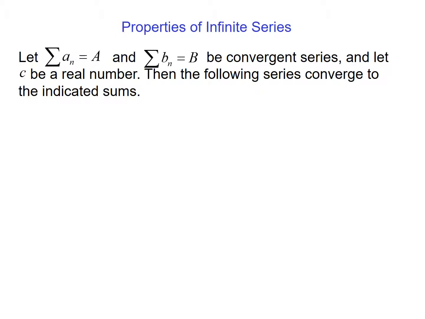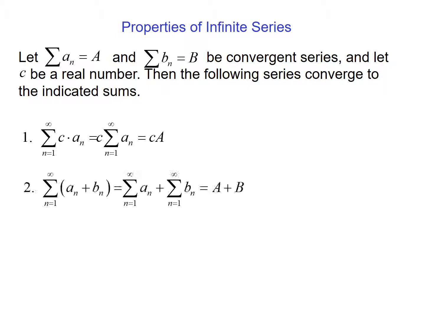Okay, let's take a look at a couple properties of infinite series. So if we have two series here, one is the sum of a sub n that converges to A, and the sum of b sub n converges to B, and let's say that c is some real number, then the following properties hold. If we have the sum of c times a sub n, that's the same as c times the sum of a sub n, which is equal to c times A. So that constant multiple can be moved inside and outside the summation.